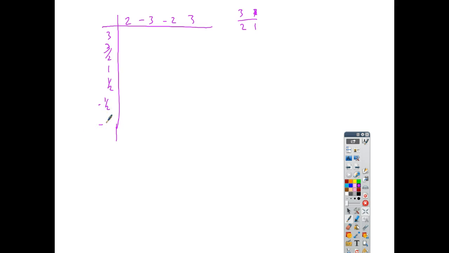Logical to do 2 next. We got 2, -3, -2, 3. Not give away one of my secrets. Okay, so I got factors of 3 and 1 over 2 and 1. So that's going to give me 3 halves, 1 1/2, and -1/2, and -1, and -3 halves, and -3.